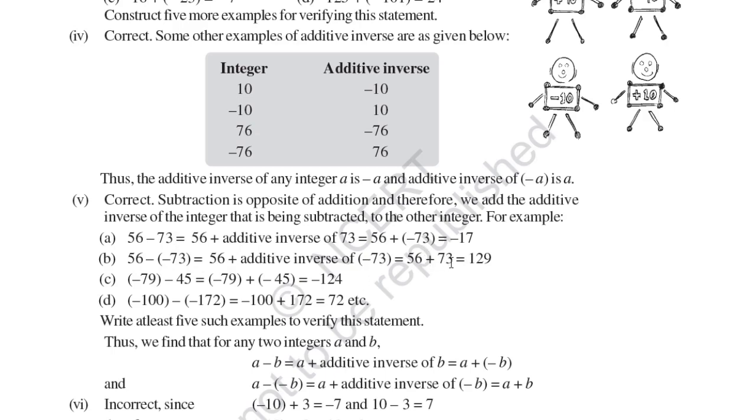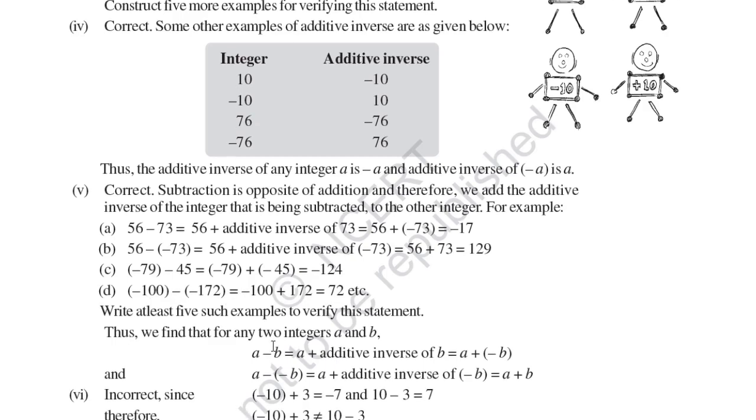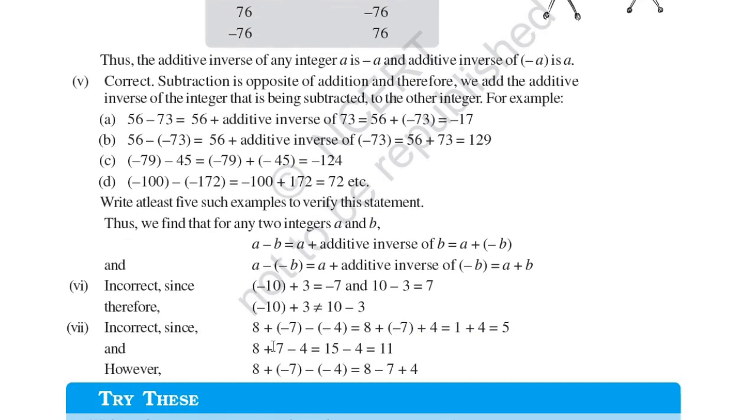Then minus 75 minus 45, then the additive inverse of it will become positive, so you will get minus 124. And then minus 100 minus minus 175 will become positive, and you will get 72. Like this, write at least five such examples to verify the statement. Thus we find that for two integers a and b, a minus b is equal to a plus the additive inverse of b, which is a plus minus b. A minus minus b is equal to a plus b. So incorrect, since minus 10 plus 3 is equal to minus 7, and 10 minus 3 is equal to 7.